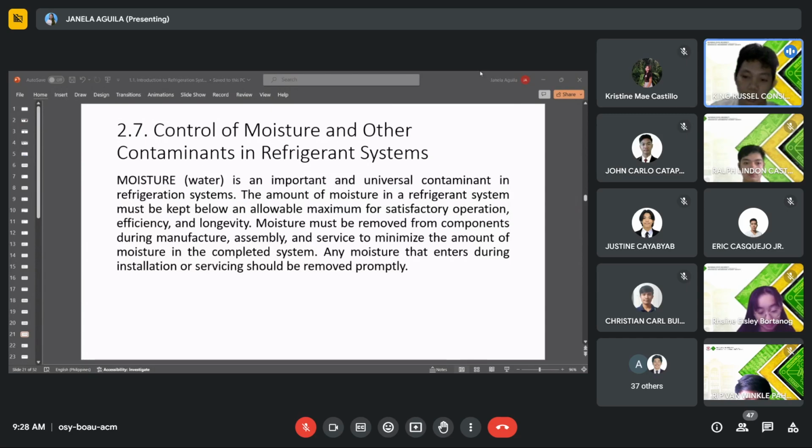Kasi po pag hindi po siya natanggal kaagad-agad, yung moisture na po na yun ay can then freeze into ice. Tapos po pag nag-freeze po siya sa ice, mabablock niya po yung capillary tubes natin and yung expansion devices po. Pag na-block niya po yun, madidistract po yung refrigerant flow. So, pag na-distract po yung refrigerant flow, obviously po, bababa po yung refrigeration system performance po natin. And yung moisture po, nagkakos po din siya ng undercharging and corrosion po sa ating system components.